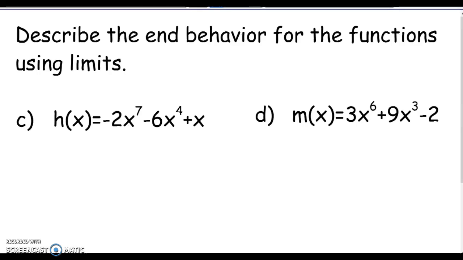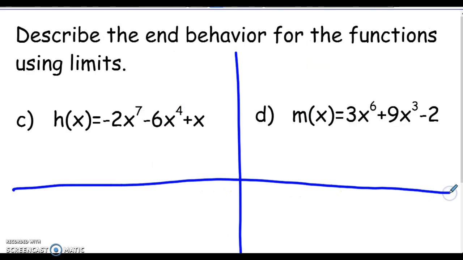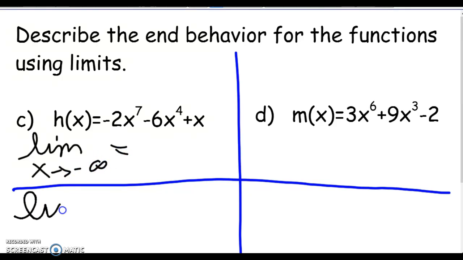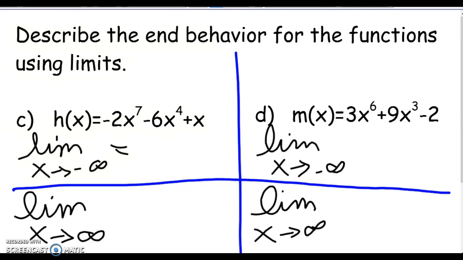So what I would like you to do right here, I'm going to break this down. I want you to try to figure it out yourself. I want the limit as x approaches negative infinity. What is that going to be? And the limit as x approaches positive infinity. I want you to do that for both. Push pause and then come back to me. Hopefully you've already got it, and if you have, you can fast forward until I get to the answers. Or if you don't know what you're doing, here I'm going to help.